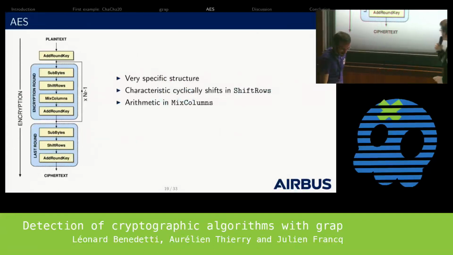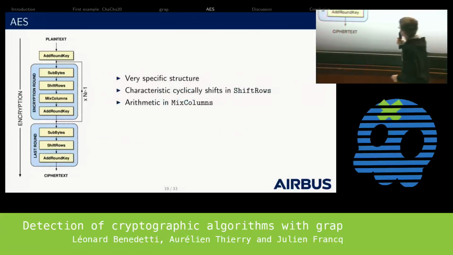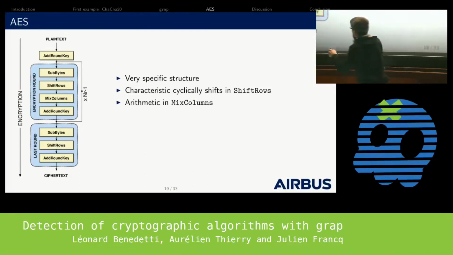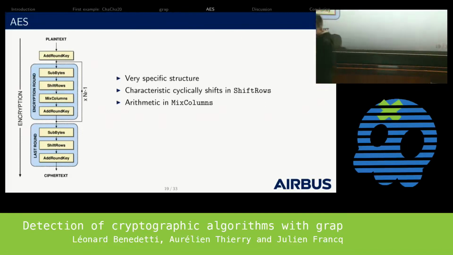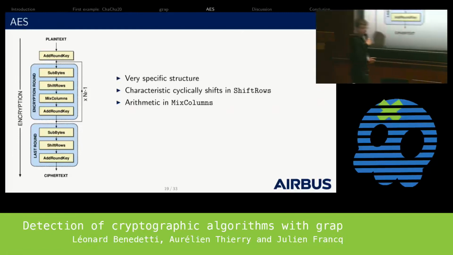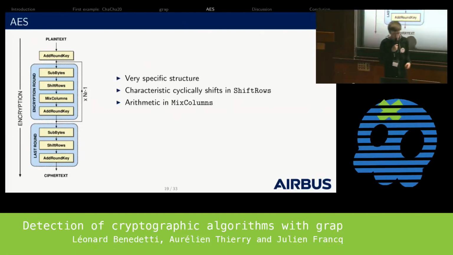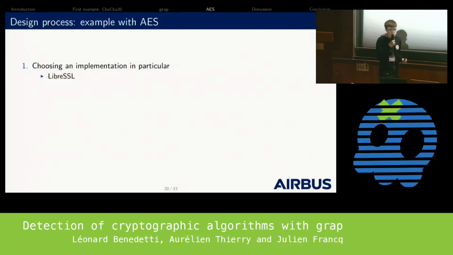So as we see, the algorithm is quite specific. The structure of the algorithm is really something specific, with a round function. Then at the end, the last round is exactly the same, but without the mixed columns step. There are some specific instructions, like rotation in shift rows, that are always there. And the arithmetic in the finite field in mixed columns should also be quite specific. So now we will see how to effectively create a pattern with Grap.